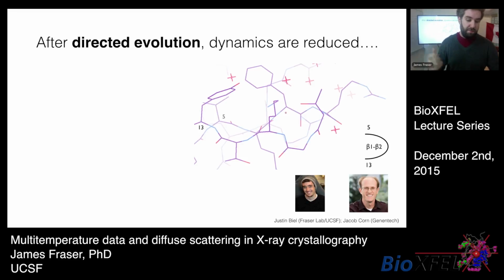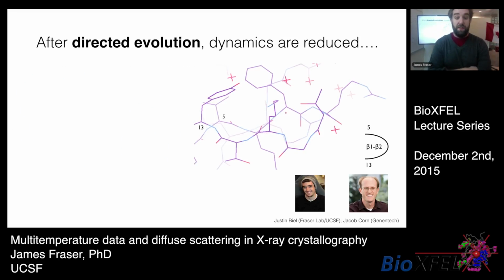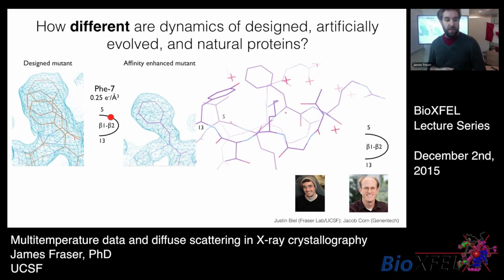And then when we got that protein, we found that the dynamics of that loop were significantly reduced. So it went from exhibiting multiple conformations along that loop to just a single conformation. And here I'm just showing some electron density for one of the residues in the center of that loop, where you can see the design mutant. That phenylalanine is taking on multiple conformations.